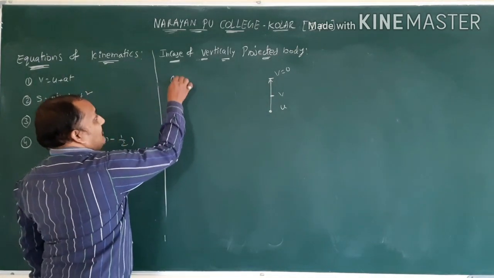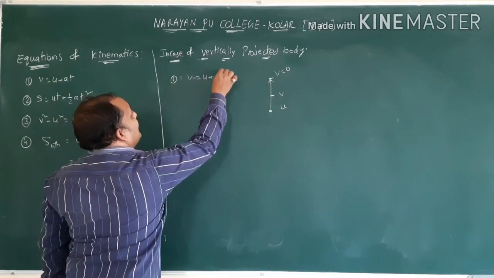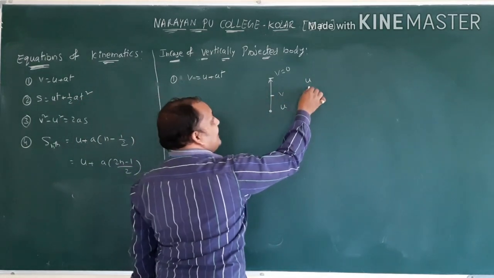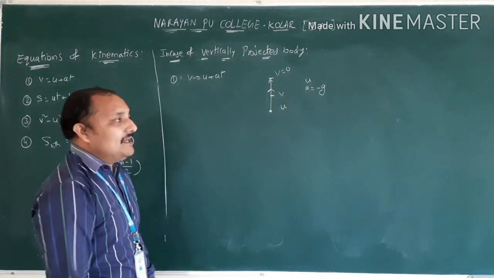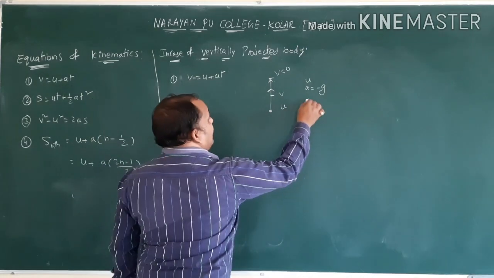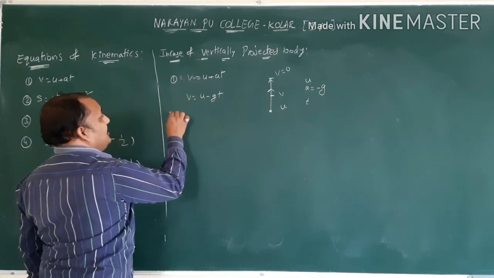That is the first one. v is equal to u plus at. What is u here? Initial velocity. What is a here? It is going upwards, therefore a will become minus g. Velocity is going to decrease. Next, at time t, v is equal to u minus gt.